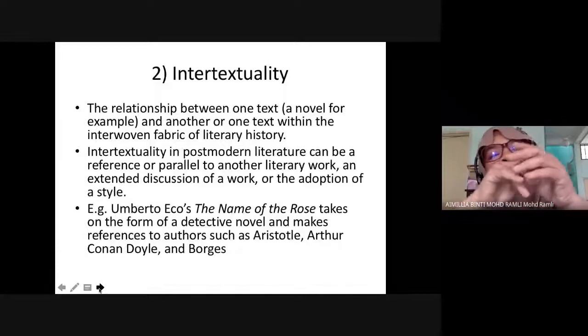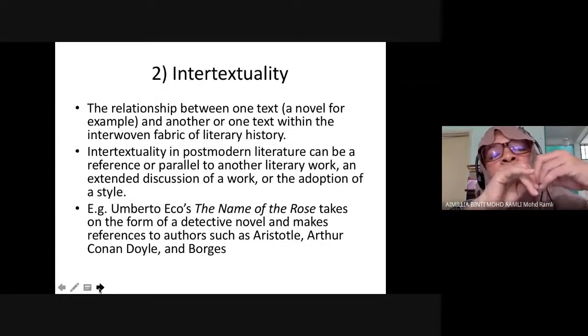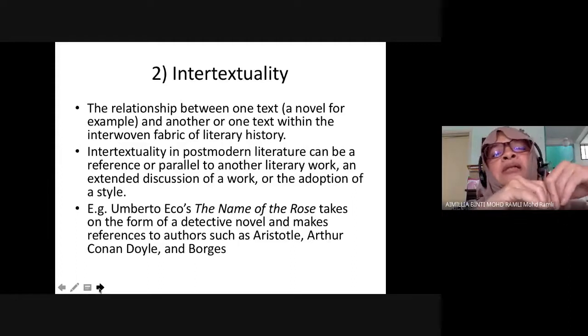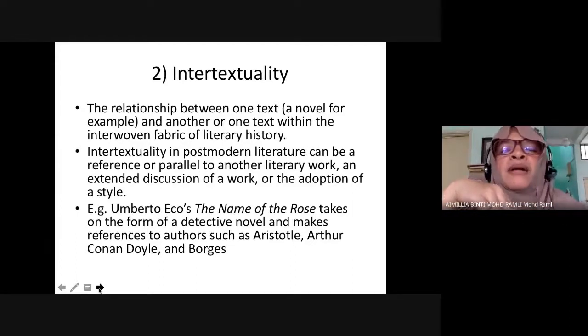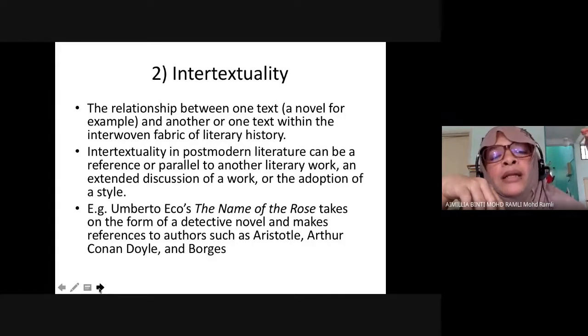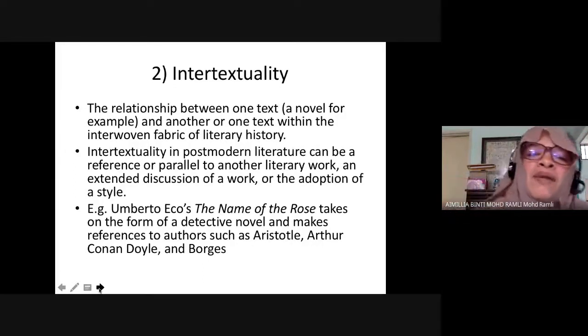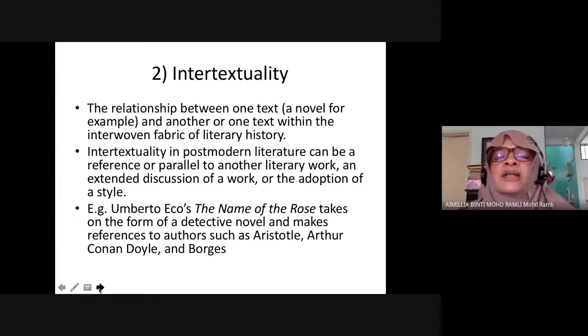So another aspect of postmodernism is intertextuality. It's the relationship between one text, a novel, for example, and another, or one text within the interwoven fabric of literary history. Intertextuality in postmodern literature can be a reference or a parallel to another literary work, an extended discussion of a work, or an adaptation of style. So Umberto Eco's The Name of the Rose takes on the form of a detective novel, and makes references to authors such as Aristotle, Arthur Conan Doyle, and Borges.